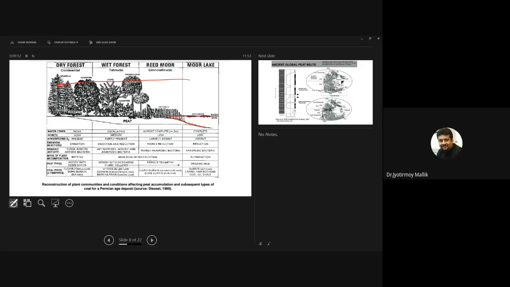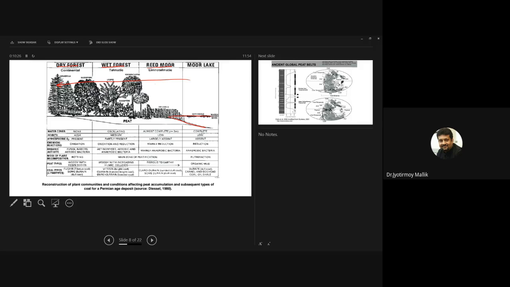More towards the land, we will find four types of vegetation. At the most proximal part, away from the lake, we will call it dry forest. Then there will be a place where there will be some water, which is occasionally inundated by the lake water. That is what we call the wet forest. And then the reed moor, where obviously you can see it's more shrubby plant material. And then the moor lake.